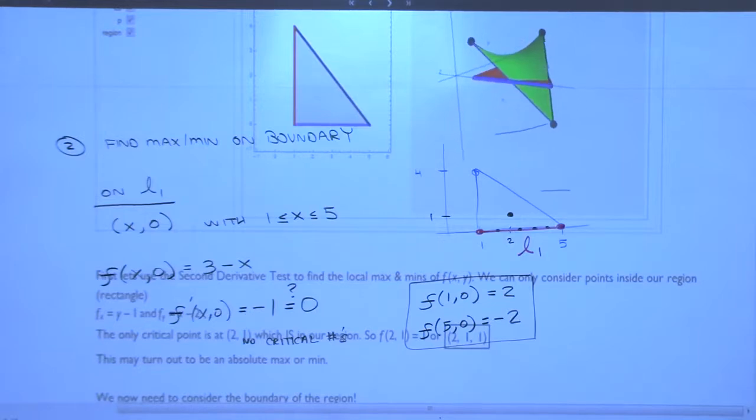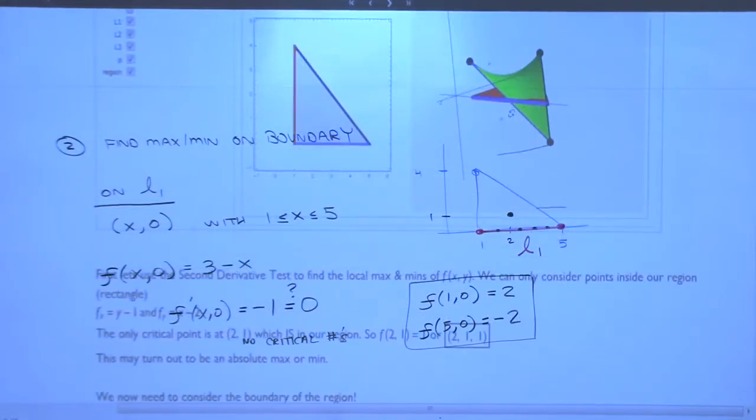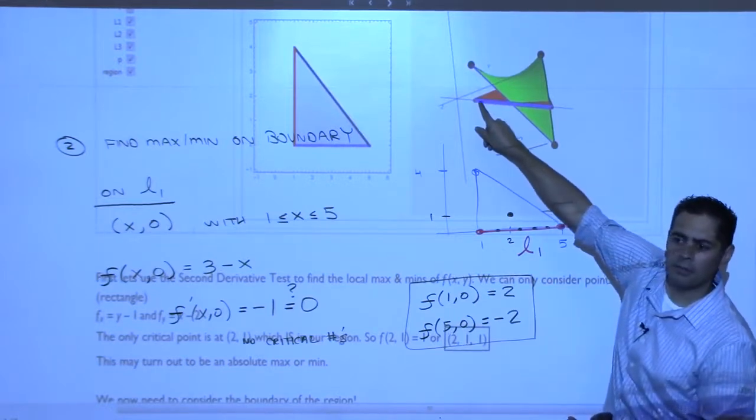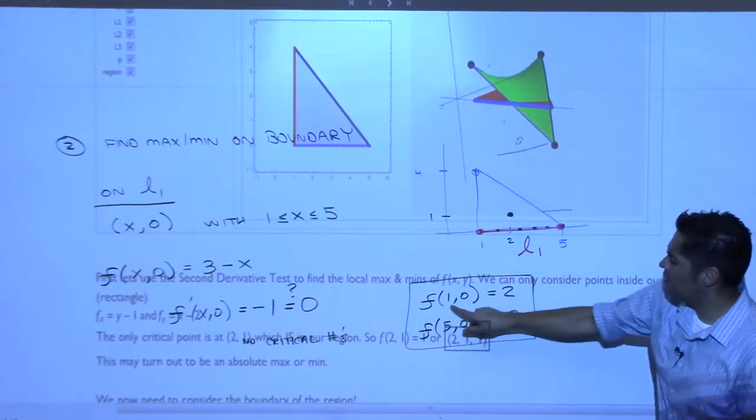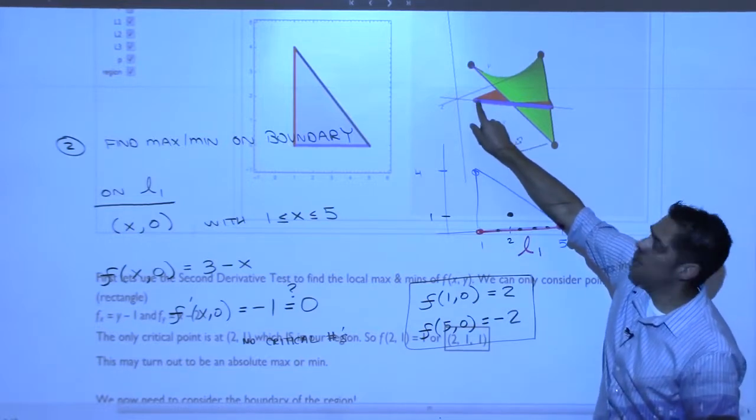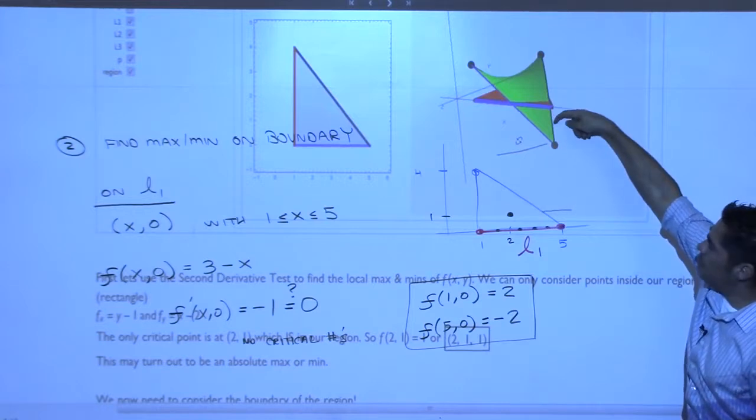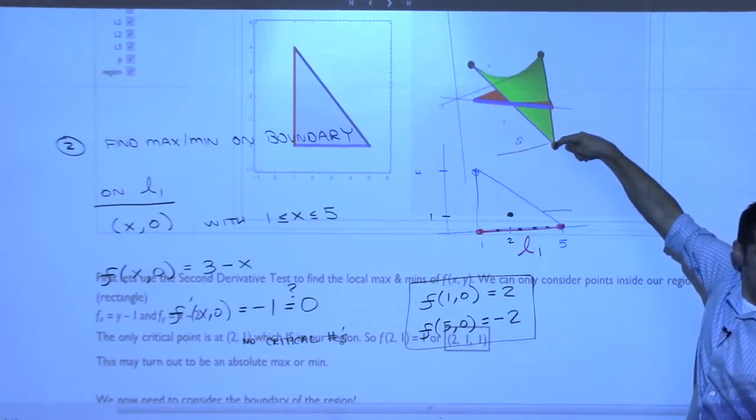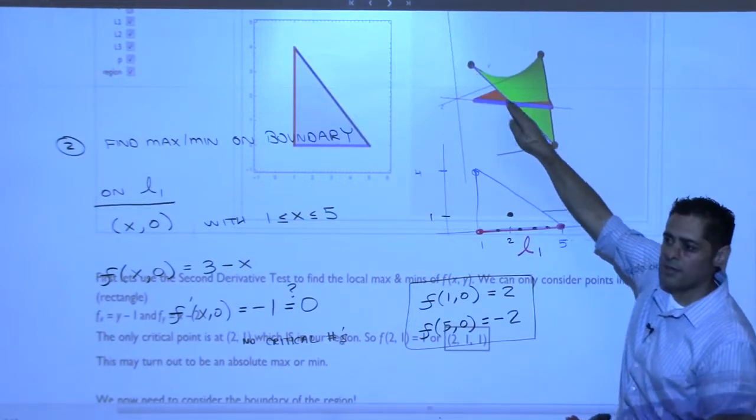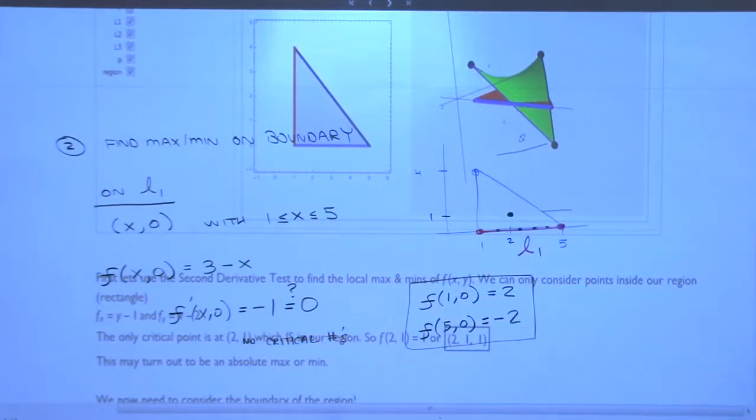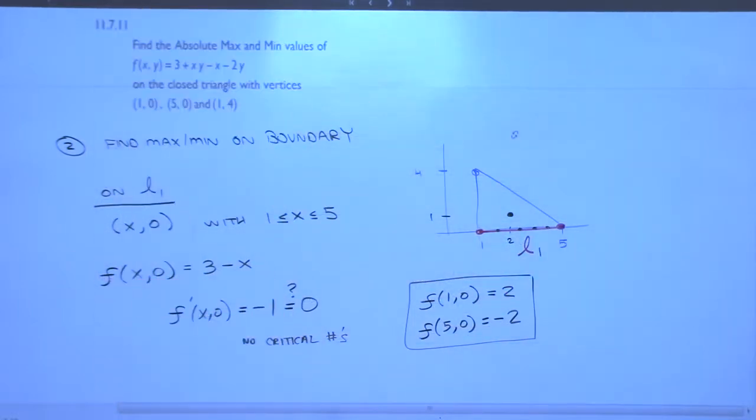Okay. Turn. Can you all tell this is L1 right here? And when we plugged in (1, 0), which would have been this point, it spit out 2. And when we plugged in (5, 0), it spit out -2. All right? And nothing in the middle, because the derivative was -1, right? All make sense? Okay, let's continue to move around the closed bounded region.